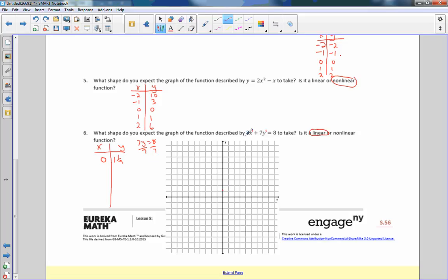Then I'm going to make y 0. And when y is 0, 3x equals 8. To solve for x, I divide by 3, and x equals 8/3 or 2 and 2/3. So I go over 2 and a little more, 2/3, 0. Okay, and if I keep doing that, it's going to fall on this line right here. So I'm not going to pick any more points, but it's going to be a linear function.